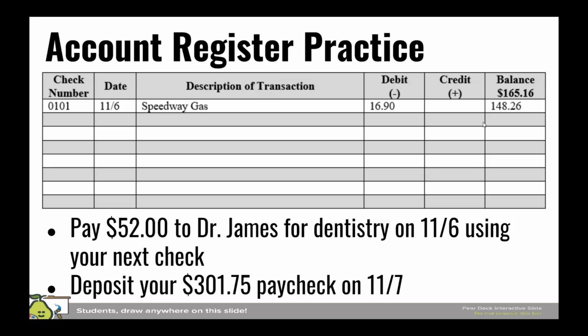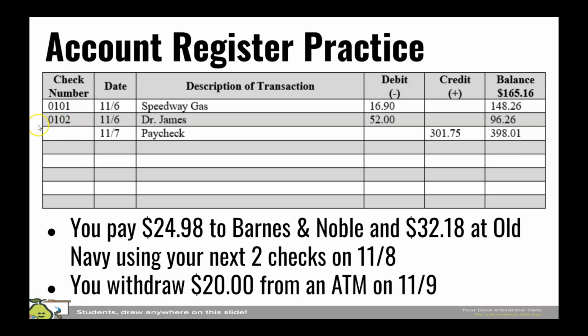Now, if I have another check to Dr. James on the 6th of November and I got a paycheck deposited on the 7th of November, then those transactions should also be put in my register. So what that would look like is this. I would say check 102. No, I didn't tell you it was check 102, but it was the next check. So sequentially, it would be check 102.